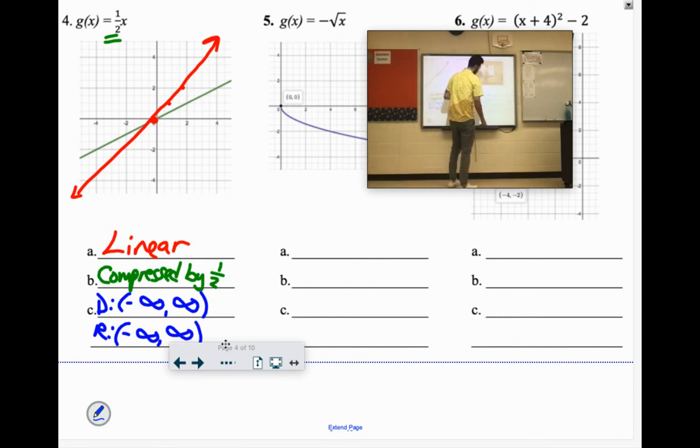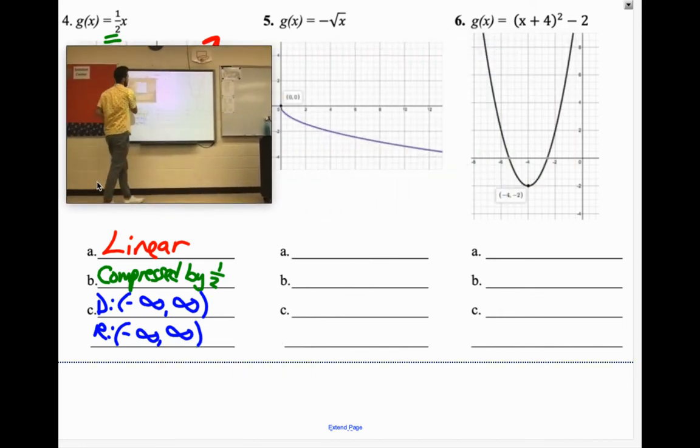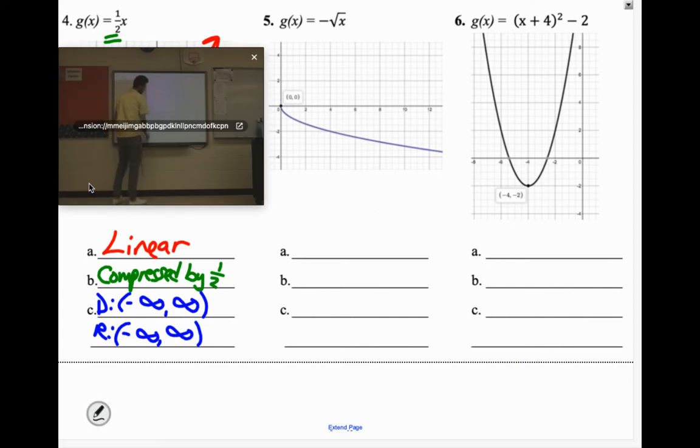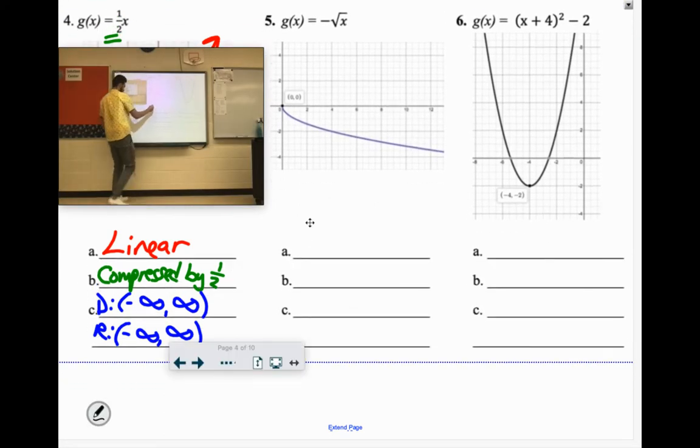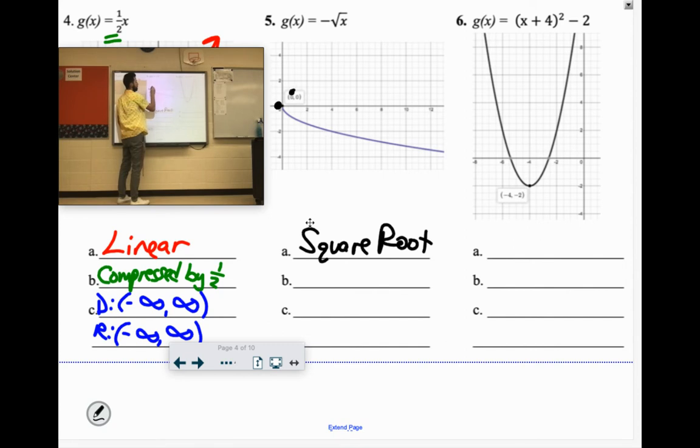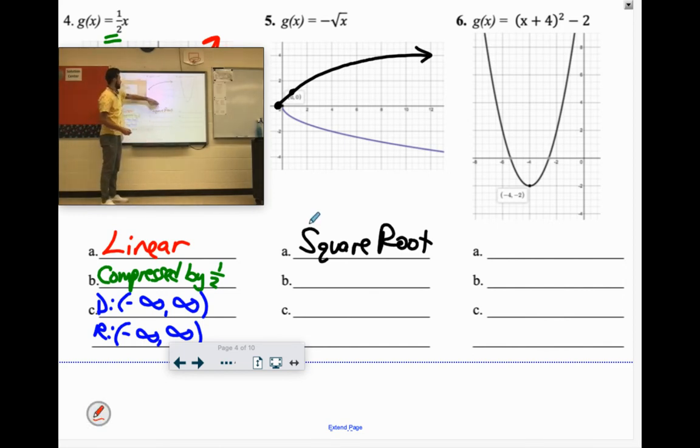Fantastic. All right, we have a square root one. This is our first square root. Now this one has limitations on domain and range. So a typical square root function starts at (0, 0), and then it goes to (1, 1), and it looks like this. So how is ours different? Well, you can see that it is flipped down. It's reflected across the x-axis.